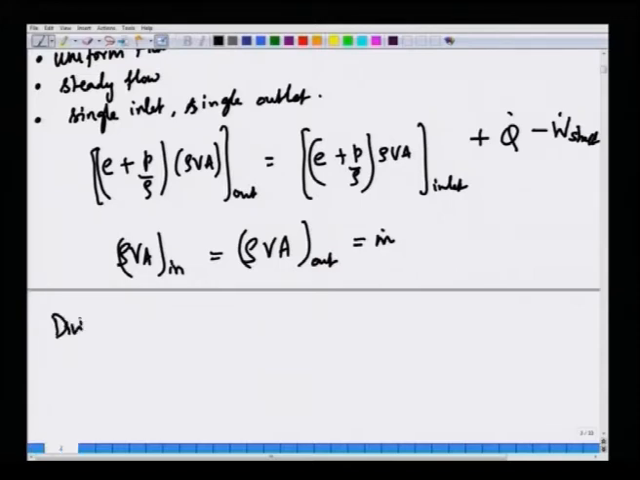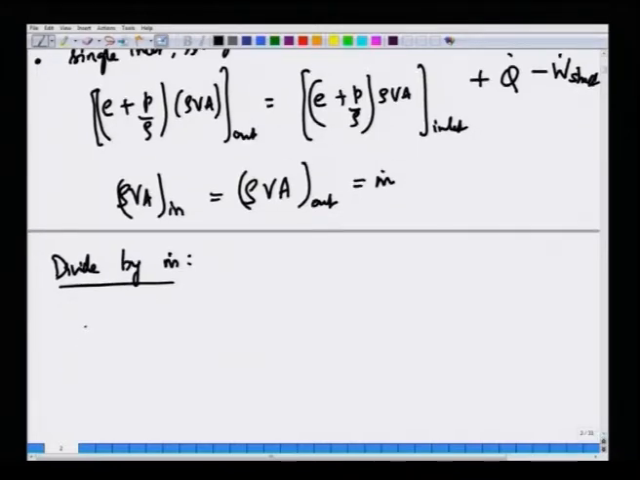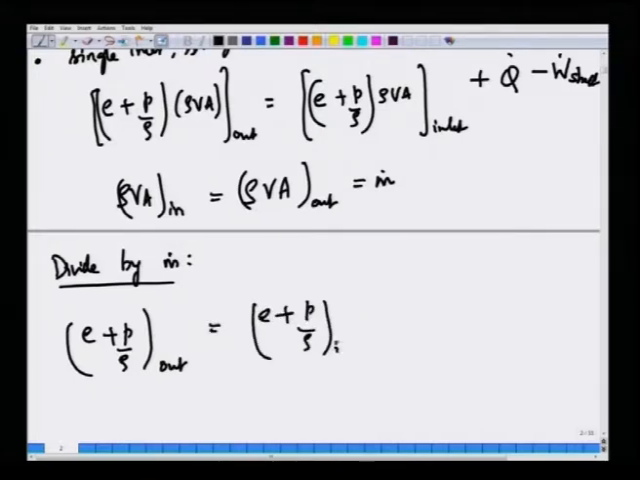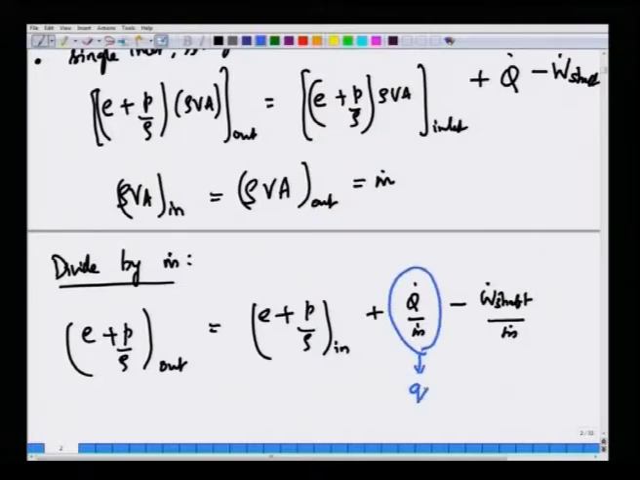So, if we divide by m dot, we get E plus P by rho at the outlet is E plus P by rho at the inlet plus Q dot by m dot minus W dot shaft by m dot. Now, this is nothing but the amount of heat transferred to the CV per unit mass. There is no rate involved, because you are dividing one rate by another rate. So, they cancel out, and this is denoted as W shaft. There is no rate involved anymore.